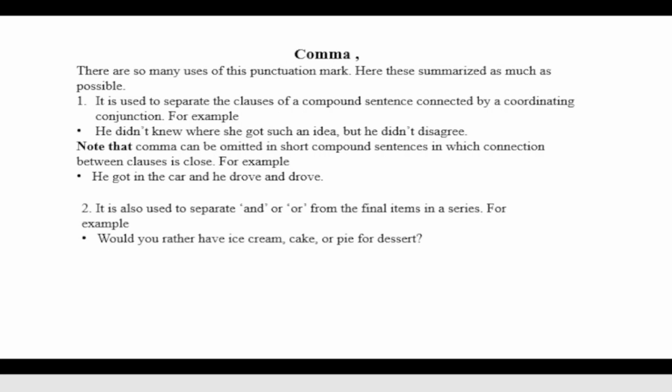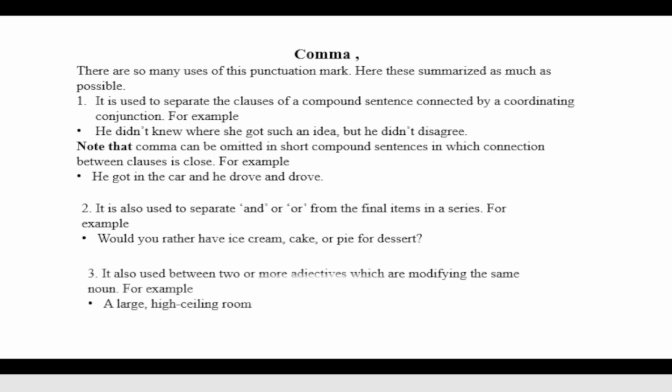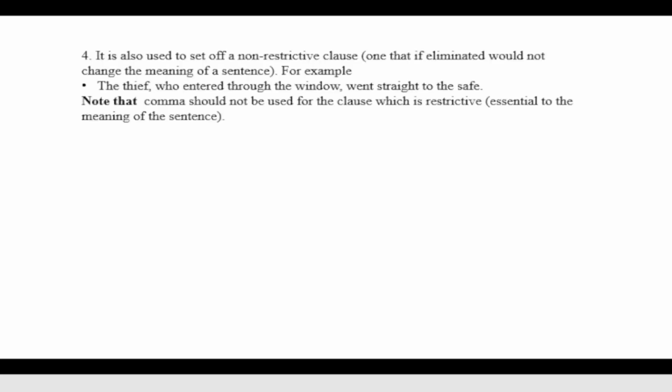2. It is also used to separate and or from the final items in a series. For example, would you rather have ice cream, cake, or pie for dessert? 3. It is also used between 2 or more adjectives which are modifying the same noun. For example, a large, high-ceiling room. 4. It is also used to set off a non-restrictive clause, one that if eliminated would not change the meaning of a sentence. For example, the thief, who entered through the window, went straight to the safe. Note that a comma should not be used for a clause which is restrictive, essential to the meaning of the sentence.